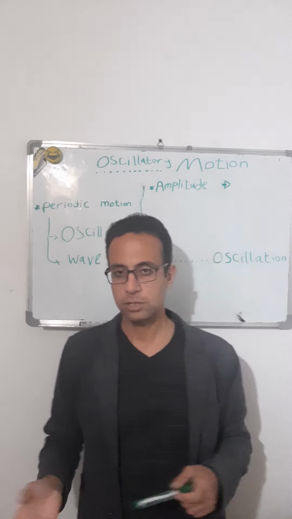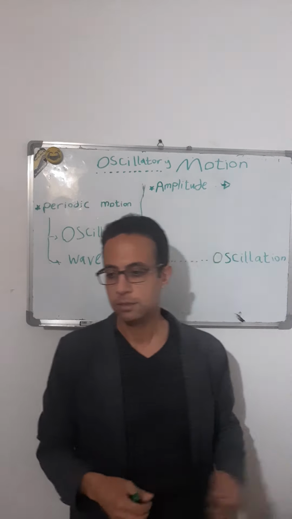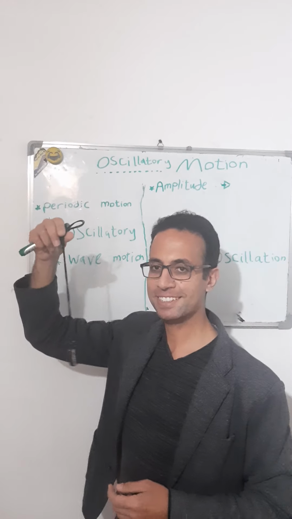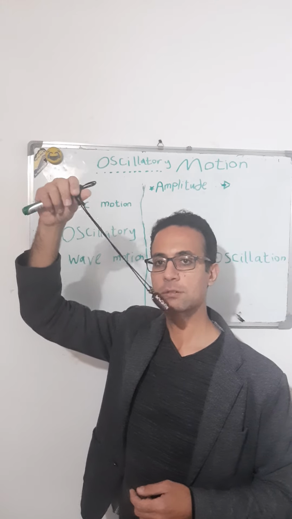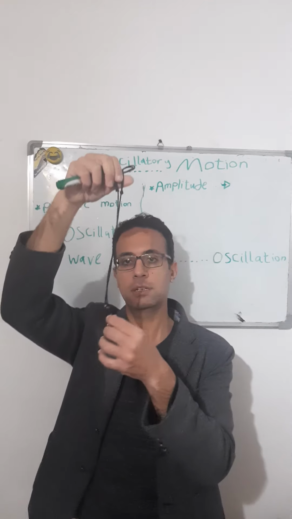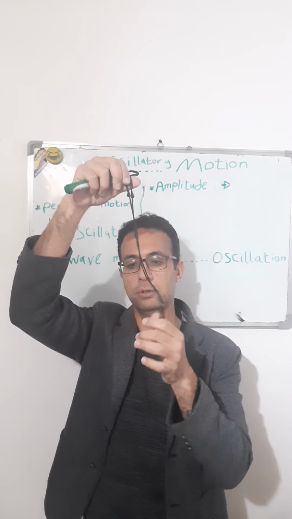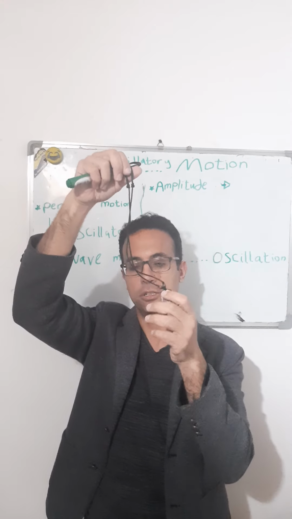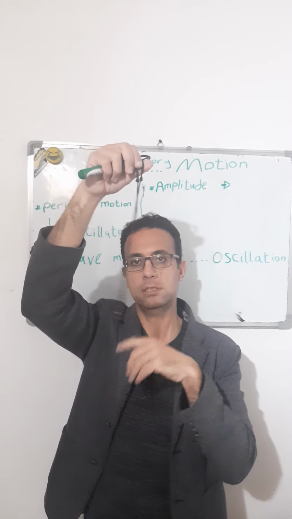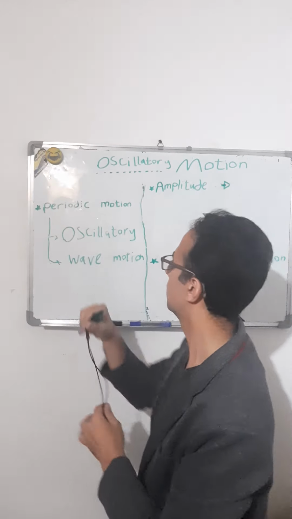What is oscillatory and what is wave motion? Simply, oscillatory is like that. This is oscillatory. We will take a simple chain, or a pendulum. Actually, the scientific example is a pendulum, but we will use a chain here. What is this? This is oscillatory motion. We will see the details of it now.